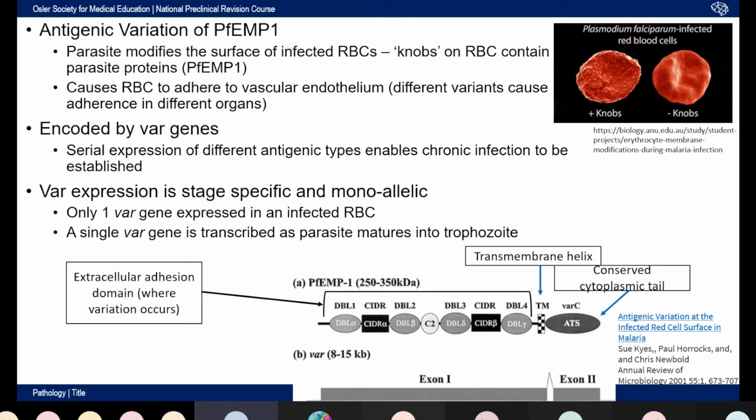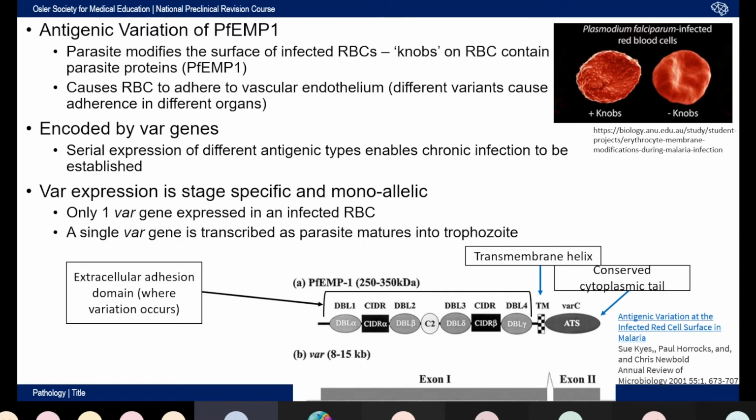But the VAR expression is stage-specific and monoallelic, which means that only one VAR gene will be expressed in each infected red blood cell, and a single gene is transcribed as the parasite matures through its life cycle. This is important because the process needs to be carefully regulated, as the parasite needs to balance the need for safeguarding its antigenic repertoire, so it doesn't want to expose all of its antigens at once, because then the immune system would learn what they all are, but it also needs to change the antigens it expresses so that it can evade the immune system, if that makes sense.